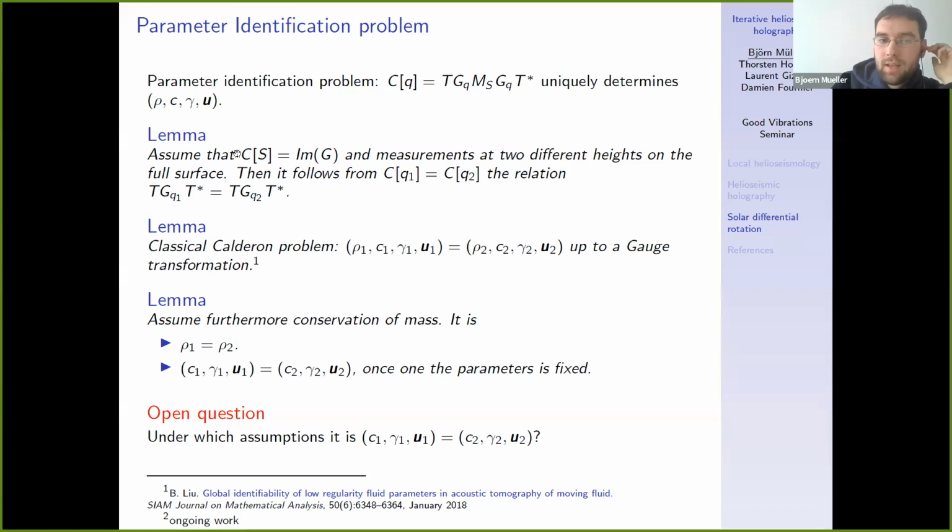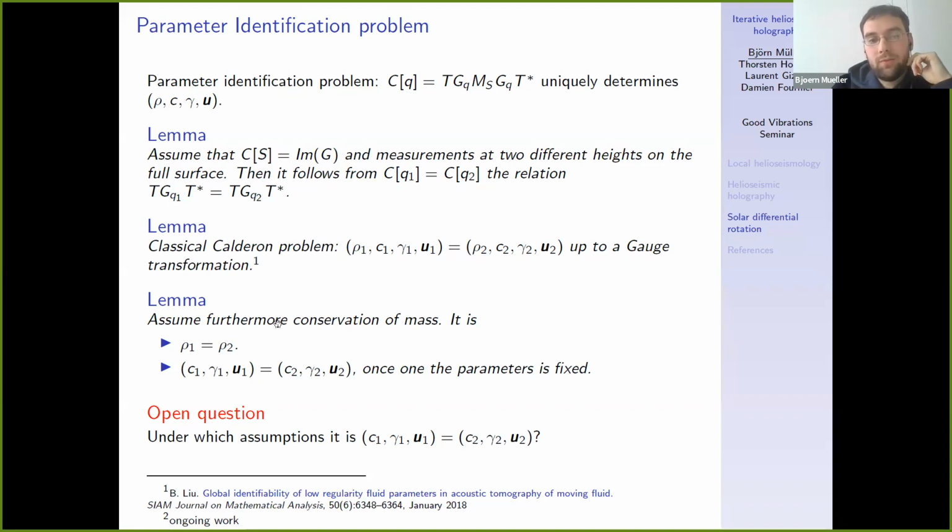And we can't really ignore this assumption that CS equals the imaginary part of the Green's function. So let's start with this, and we have to assume that we have measurements at two different heights on the full surface, and then we can follow that from C Q1 equals C Q2, the Green's functions on the surface have to be the same. So if we have this, then we have the classical Calderón problem, which is quite well understood, which tells us that the parameters are the same up to a gauge transformation.